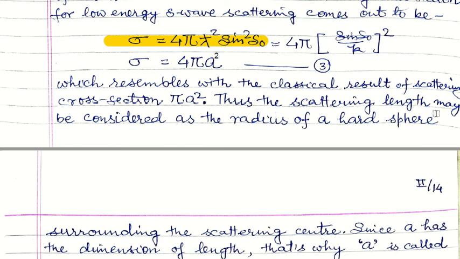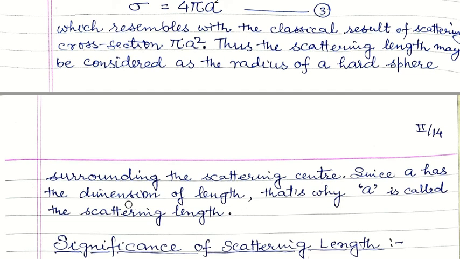Thus the scattering length may be considered as the radius of a hard sphere surrounding the scattering center. And what is the scattering center? The scattering center is the proton from where the neutron is being scattered. Since a has the dimensions of length, that's why a is called scattering length. The dimensions of a are the dimensions of length, that's why we call it scattering length.